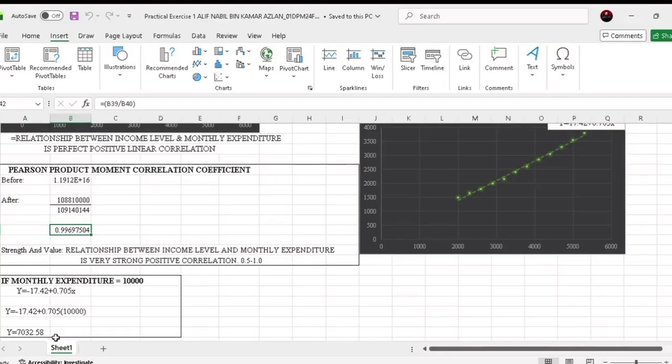So that's all the questions that were given in the practical exercise, and as you can see, we have already solved all of them. So thank you.